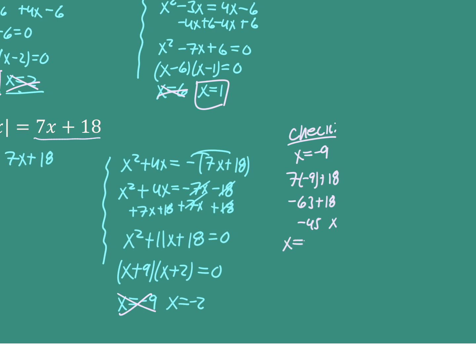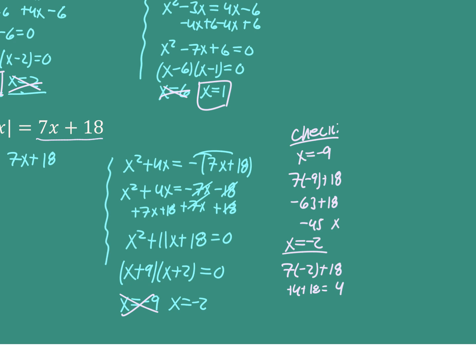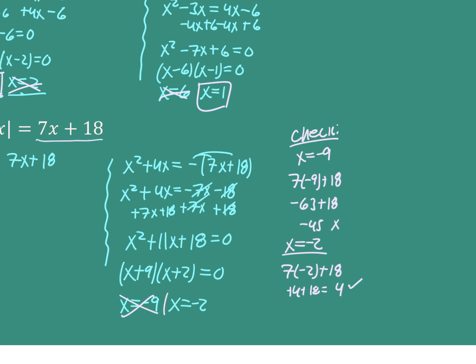And let's check x equals negative 2. It's going to get us 7 times negative 2 plus 18, which is negative 14 plus 18, which is 4. 4 is a positive number, so it does work. That means negative 2 is a valid answer.